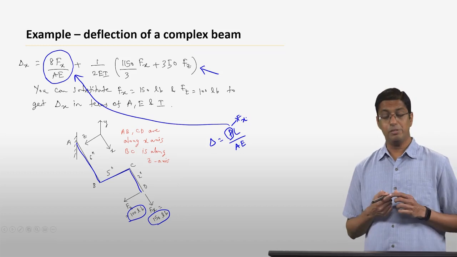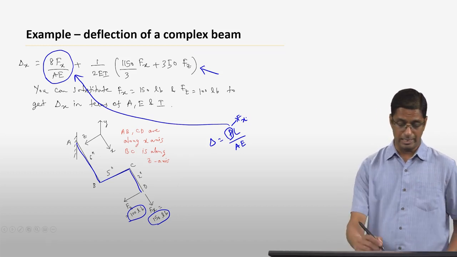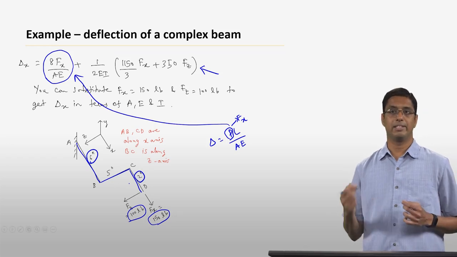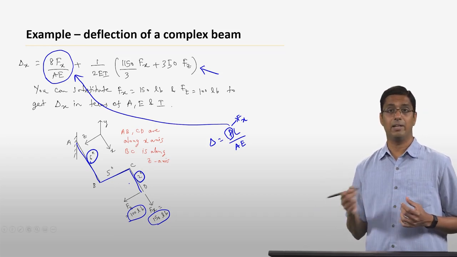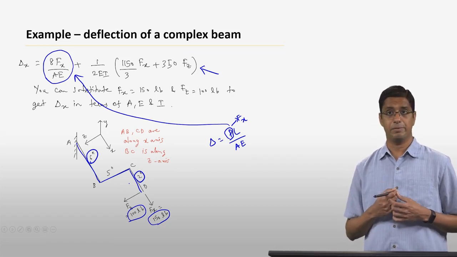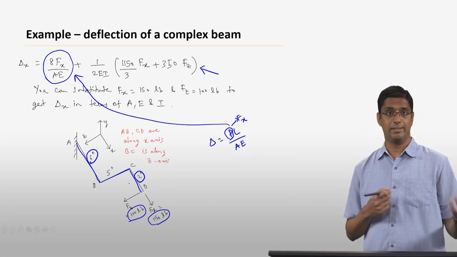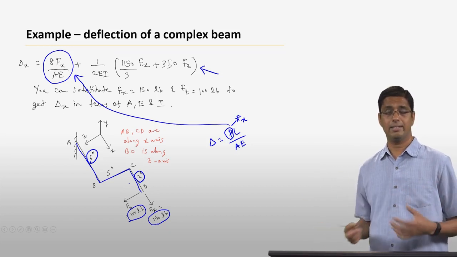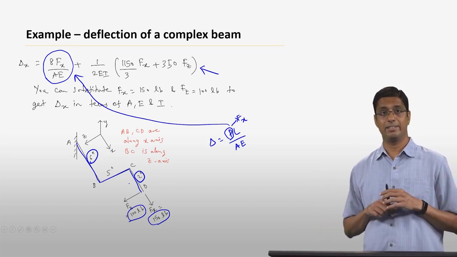And actually you can also see where this 8 comes from. That comes from 6 plus 2. That is where the term 8Fx over AE comes from. So the length is essentially 6 plus 2, 8 inches. The force is Fx in the x direction, divided by AE. That is essentially the axial term.